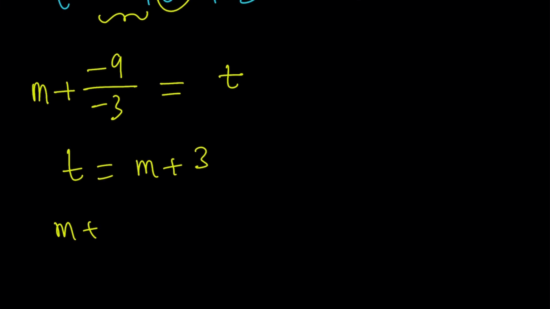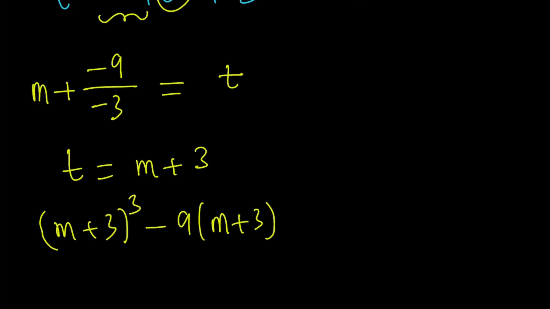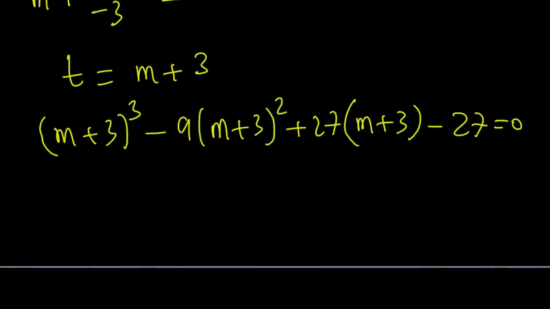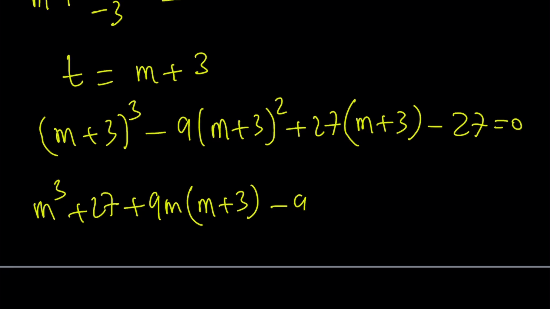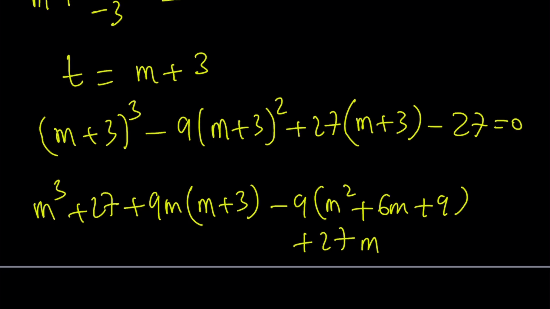M plus 3 cubed minus 9 times m plus 3 squared plus 27 times m plus 3 minus 27. The constant is obviously going to stay as a constant. Let's cube this number. The way I cube it is usually cube the first and second term, and then I do a 3ab thing. That's going to be 9m. Remember, this is the formula we always use, times a plus b, which is m plus 3. That's how I do it. You can do it differently if you want. That's totally fine. And then I get this, and then I get that.